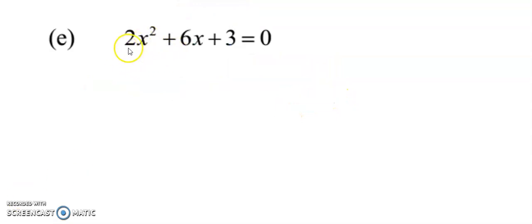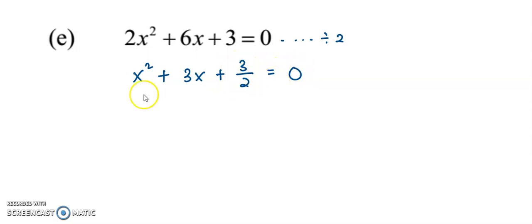Similar to the question just now, you need to make the coefficient of the x squared to be 1. So in this case, I will divide all the terms by 2. Here I have x squared for the first term. Second term, I got 3x. Third term, I got 3 over 2 equals to 0.